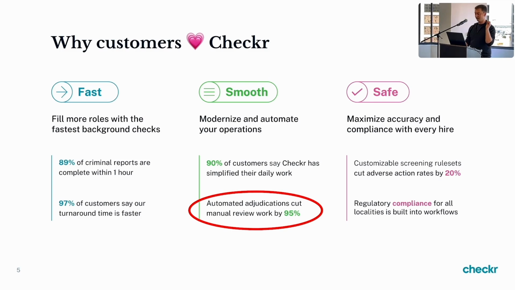But today, we're going to be looking at automated adjudication. Adjudication is what happens after the background check. So we get all the data, right? And then we need to do something with it automatically to say, hey, hire this person, don't hire this person. And there's some manual review that could happen if we don't do our jobs very, very well.